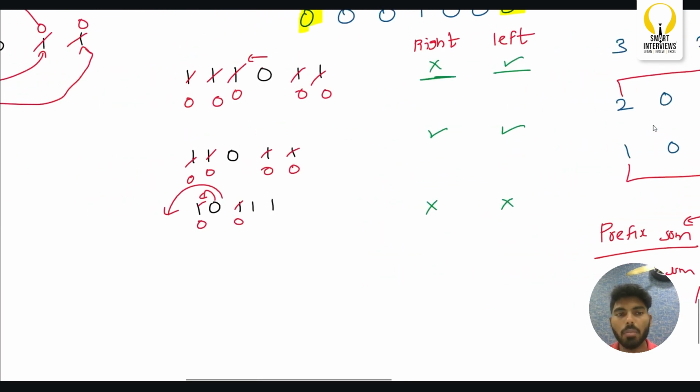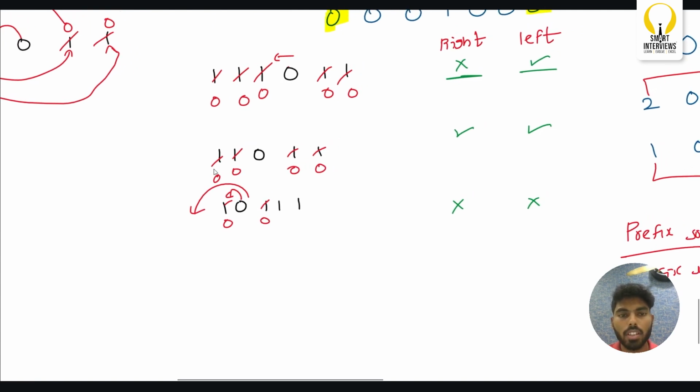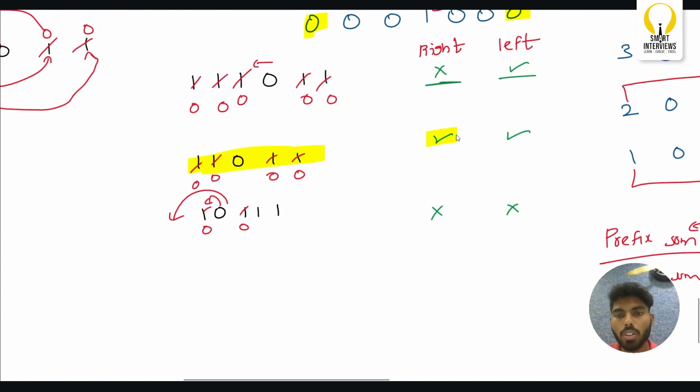No, right? Because if you see the second test case, this test case, if you throw on the right side, it is working. If you are throwing on the left side, it is working. Why is it working? What is the prefix sum here? 2, followed by 0. What is the suffix sum? 2.